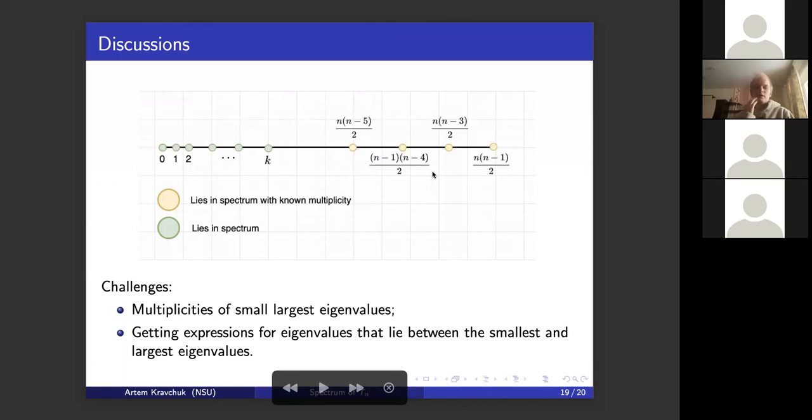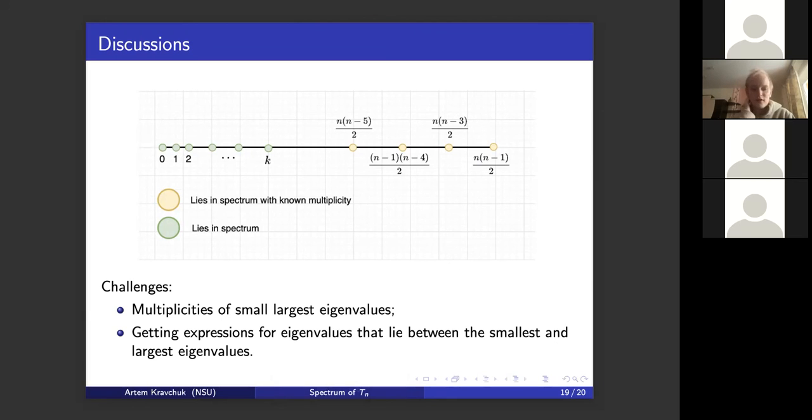And now we are facing the next challenges. The first challenge is to find the multiplicities of the small eigenvalues. It's very difficult because for any small eigenvalue there are very many partitions that correspond to it, and it's very hard to find these partitions and combine them with each other. Now I have an idea how to find the multiplicities of the largest eigenvalues.